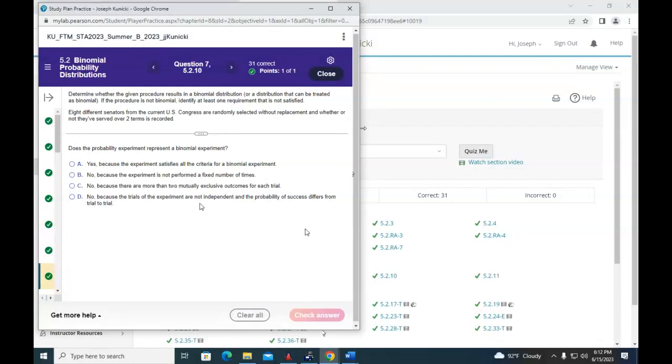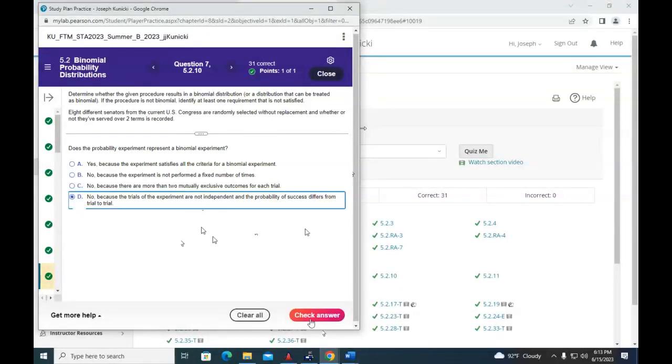Well, the problem is they're not independent. So we've got to look at the sample size. It's 8, and how many senators are in Congress? 100, 2 for each state. You agree? It's 100 senators. And 8 out of 100 is what percent? 8. So it's greater than 5%. So you can't assume independence.